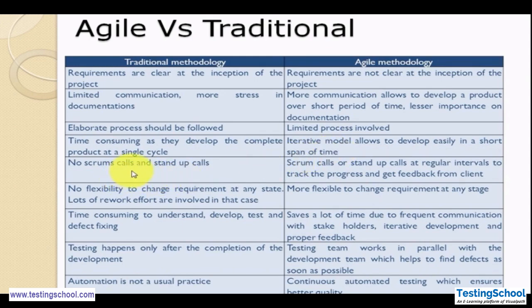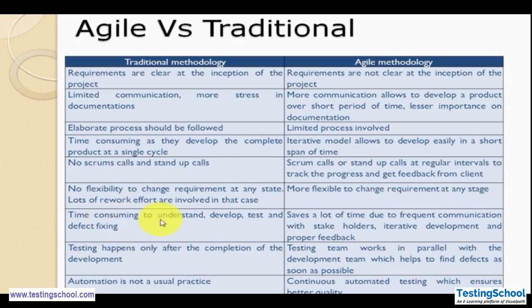In traditional model, we don't have any scrum call or standup call, but in agile, we have scrum call, where we discuss what we did yesterday, what we are doing today, and if we have any challenges. In traditional, there is no flexibility to change the requirement because the requirements are gathered at the start of the project, so you cannot change the requirement very frequently. So there is no flexibility. But in agile, we are more flexible to change the requirement at any stage. Like we can change the requirement in between the sprint, before the sprint, at any time.